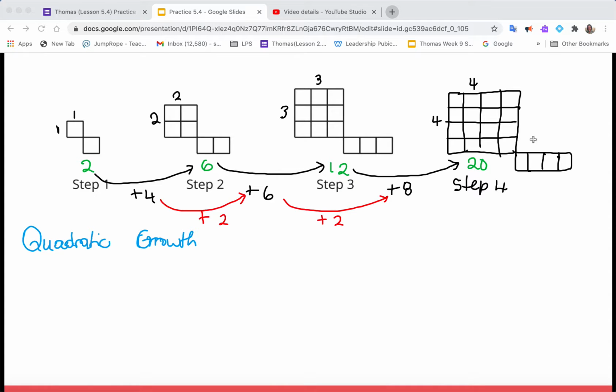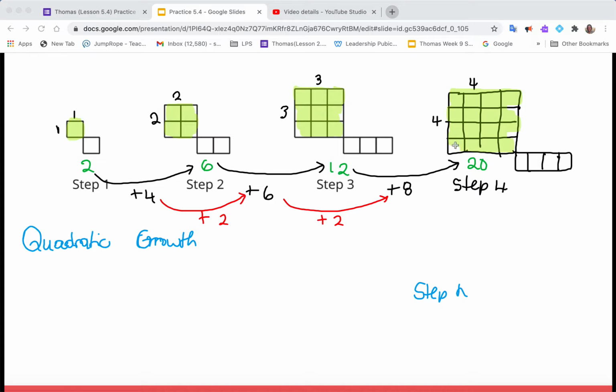Now, let's get into, well, what would step n look like? So if I draw for step n, what I notice is happening is I have my squares on the top. So this is a 1 by 1, this is a 2 by 2, a 3 by 3, and a 4 by 4.